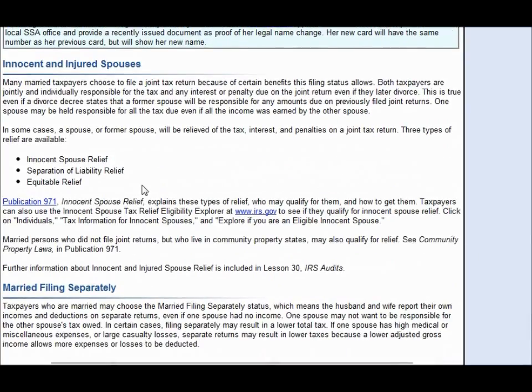Now, let's take a second to talk about innocent and injured spouses. Many married taxpayers choose to file a joint return because of the benefits. But one spouse may be held responsible for all of the tax due even if all the income was earned by the other spouse. In some cases, a spouse or former spouse can be relieved of the tax, interest, and penalties on a joint tax return. 3 types of relief are innocent spouse relief, separation of liability relief, and equitable relief. Note, extra publications, such as 971, can always be found on www.irs.gov.